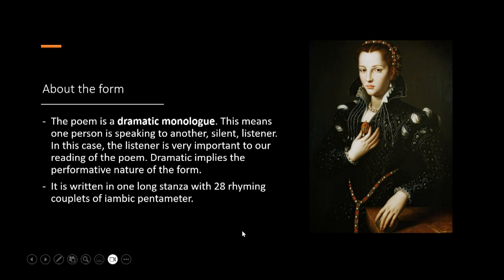The poem is written in one long stanza, 28 rhyming couplets of iambic pentameter, 56 lines. It feels quite long at first reading or at first glance, but the better you know it, the more you realise that every word counts. And it's important that we understand the poem in that way.